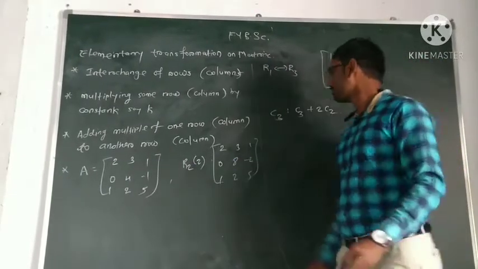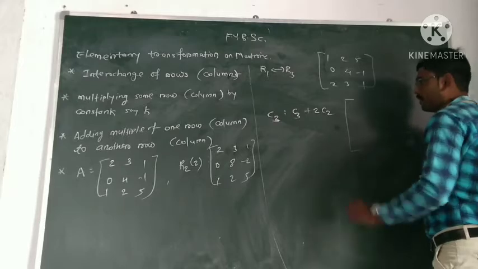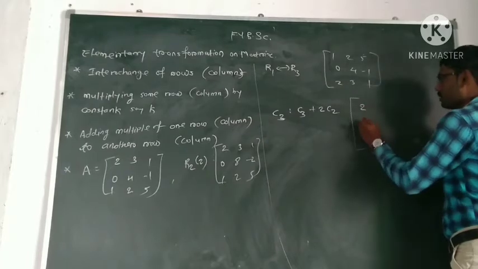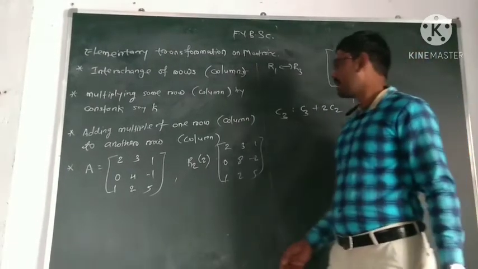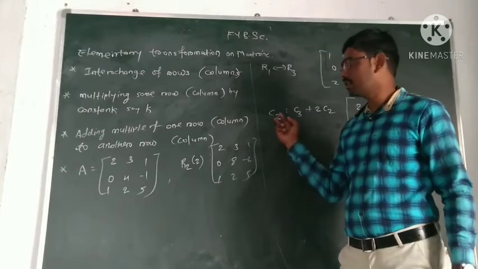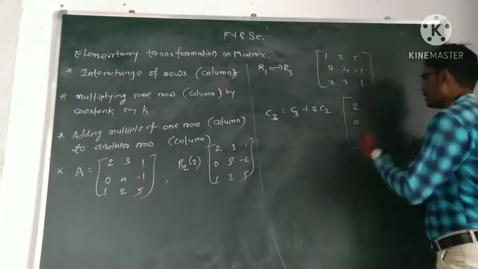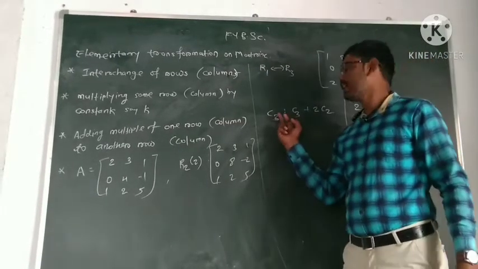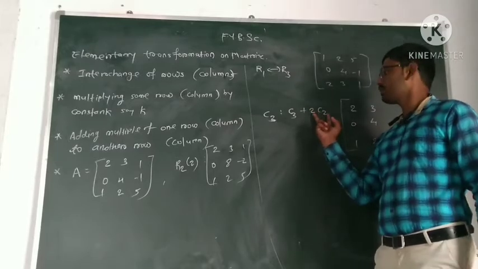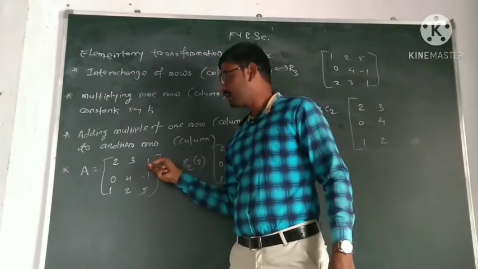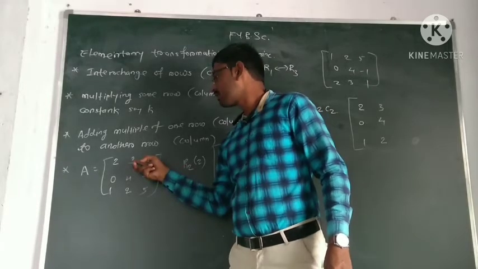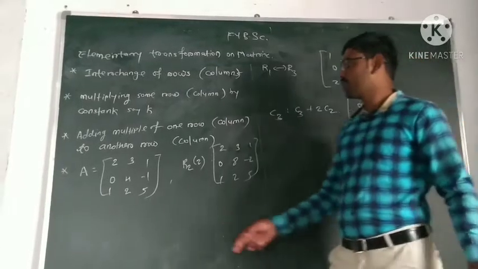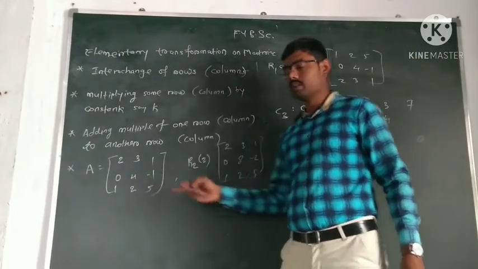So the matrix becomes, now there is no change in the first column. First column as it is, 2, 0, 1. Also there is no change in the second column because the change is happening in the third column. So 3, 4, 2 as it is. But the third column is changing like this. We are adding 2 times the second column to the third column. So we have to add 2 times 3, so 2 times 3 is 6 plus 1 is 7. 2 times 4 is 8 minus 1 is 7.